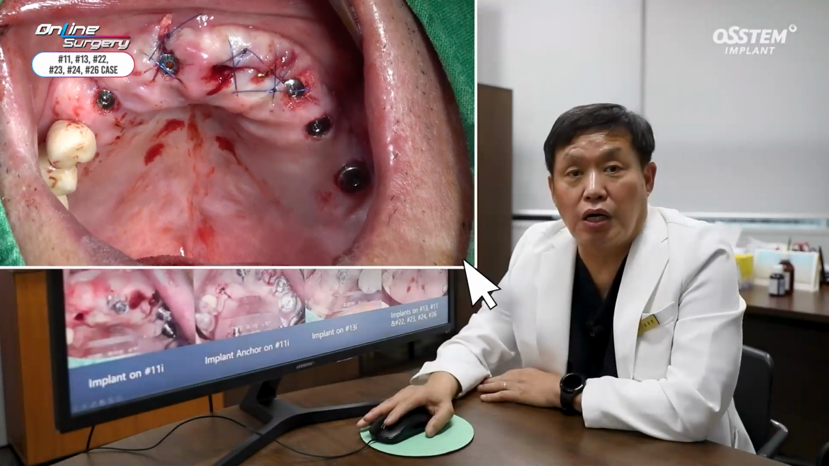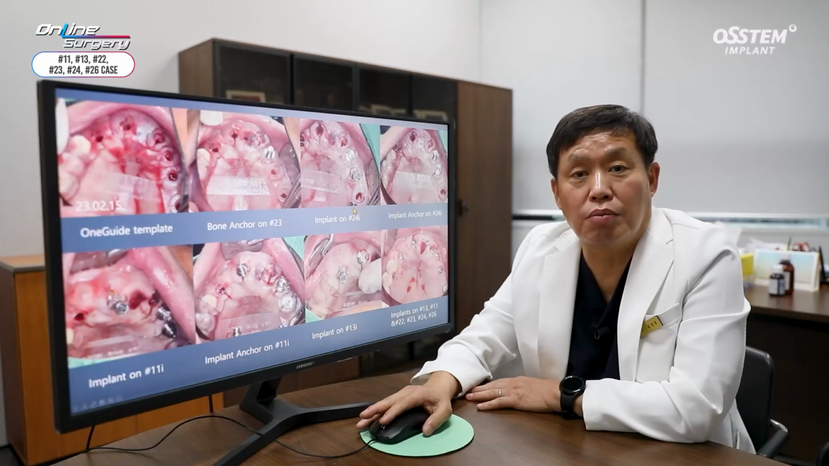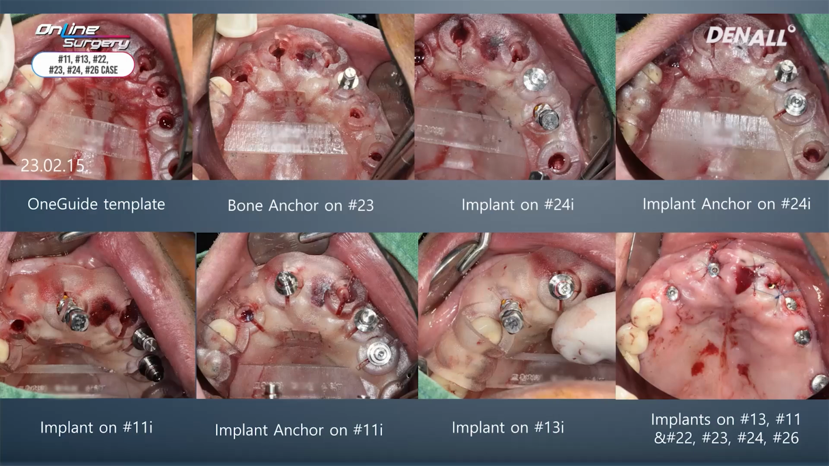Today, I wanted to highlight how vertical anchors were used in the case where there was a distal free end to fixate the OneGuide template more surely. When you use a lateral anchor, at times, because of compressed gingiva on one side, there can be deviations, but as shown here, in this case, I've used a bit more vertical anchors to highlight the importance of it.